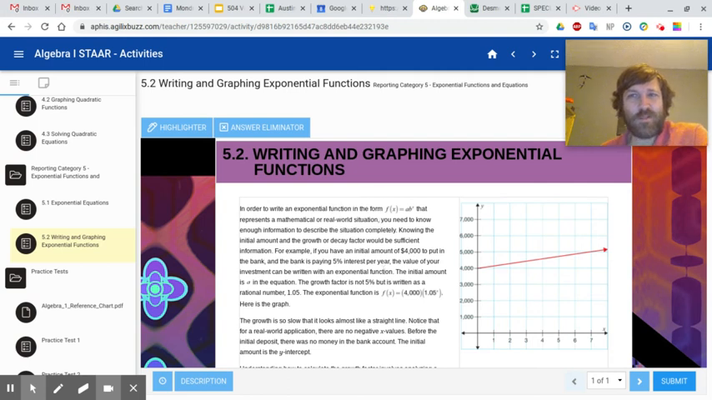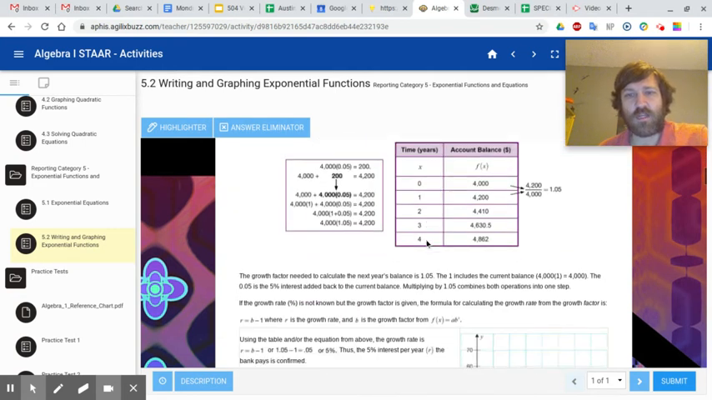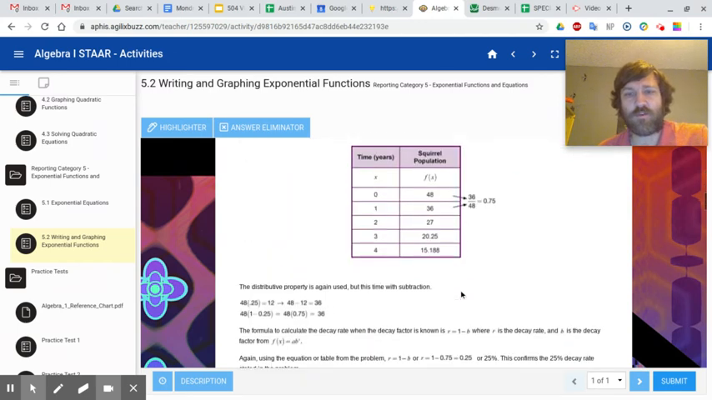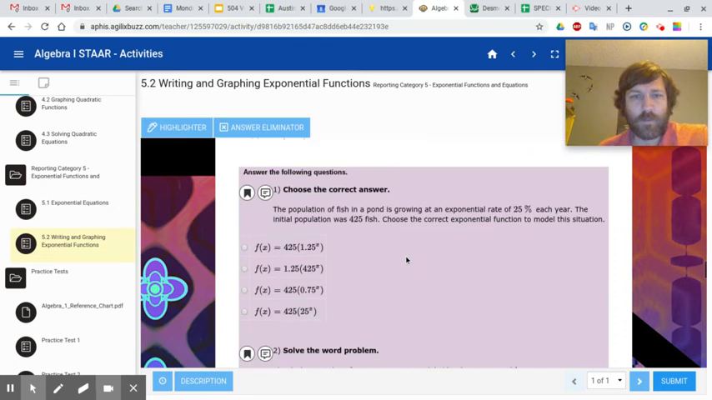Okay, we're on to the Algebra 1 STAAR Study Guide, Lesson 5.2. The last one, writing and graphing exponential functions. So this is just going to be dealing with more about how to read and understand the tables and graphs of exponential functions. So we're just going to jump down and start here.